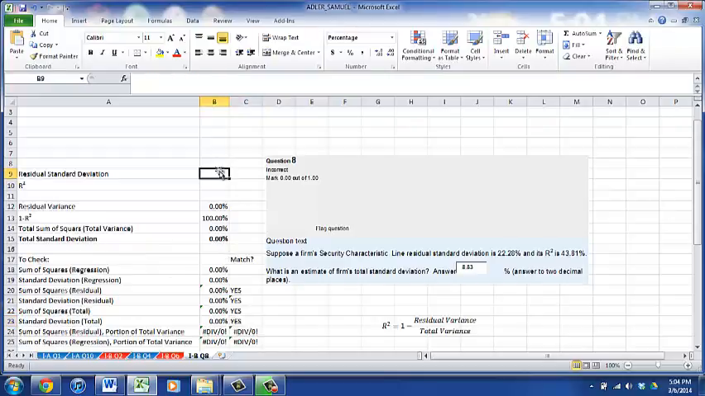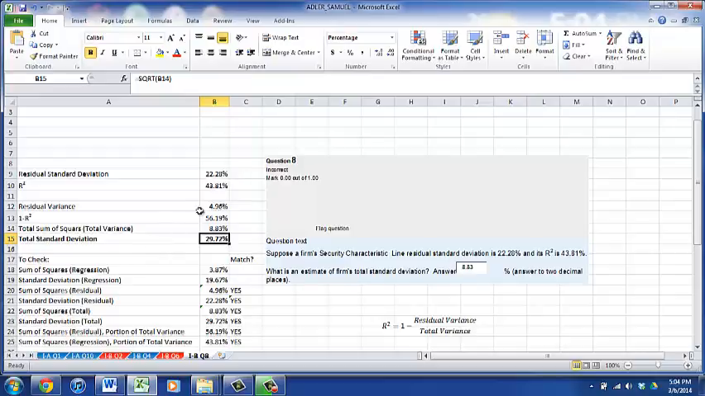but then it's incorporating these equations so that when we plug in the residual standard deviation of 22.28 as given, and the R squared of 43.81%, then we get the output of a total standard deviation of 29.72%. And this is the correct answer to this.